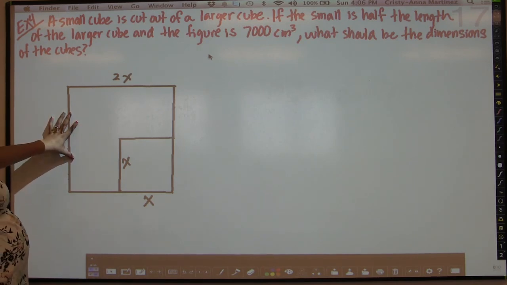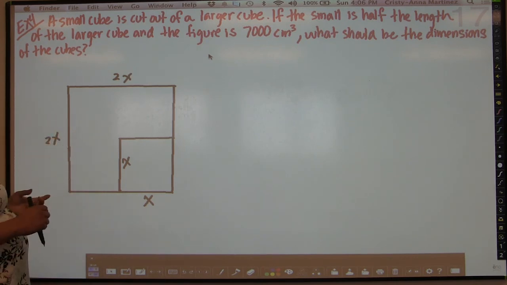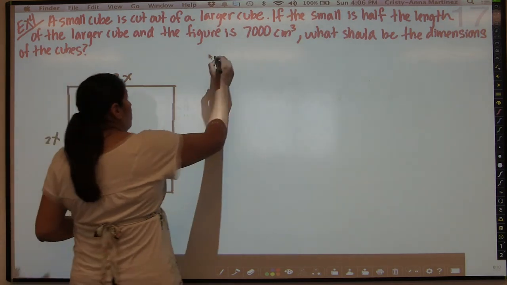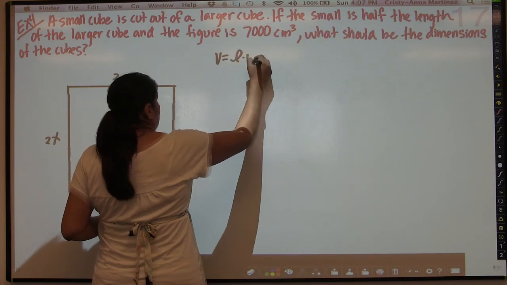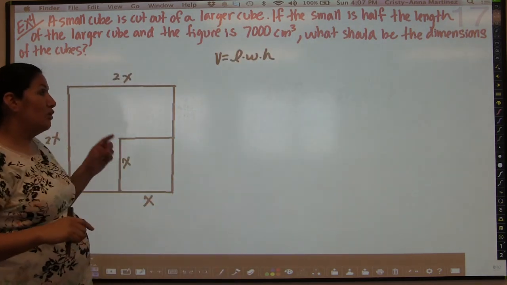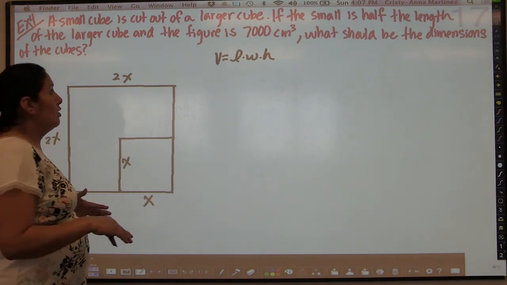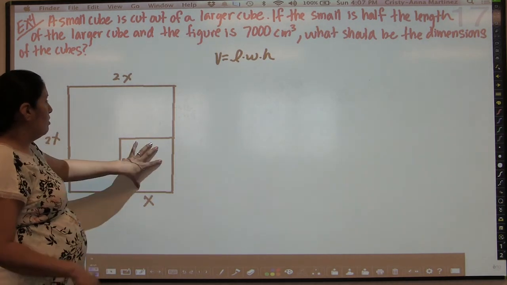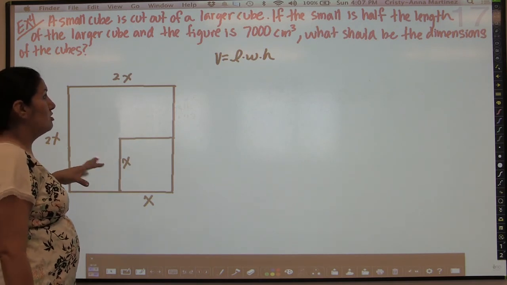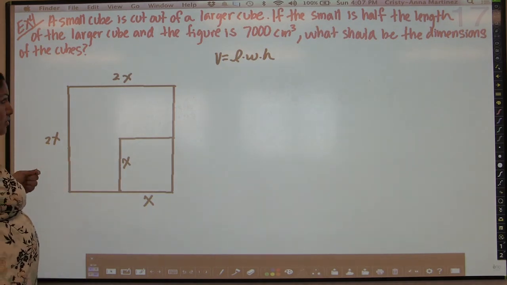But basically for a cube, all the sides are the same. For volume, you need length, width, and height. So volume is going to equal length times width times height. But the cool thing about a cube is that the length, width, and height are all the same. So what they're telling us is that we have a small cube inside of a larger cube. I've only got part of the diagram here, but that's all we really need as long as we understand that there's 3 dimensions.